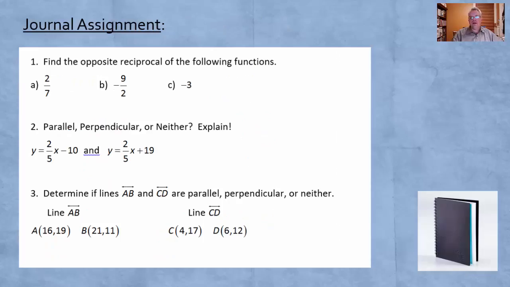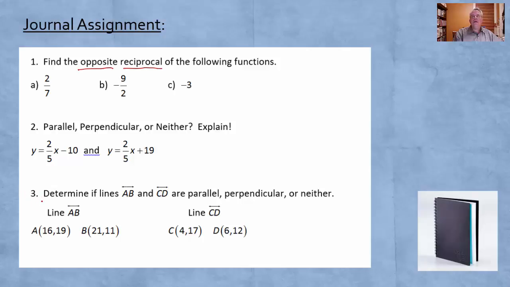Okay, well, it's time for the journal assignment already. For problem number 1, you're going to find the opposite reciprocal of the following functions. So remember, it's 2 things. You got to take the opposite of the fraction, and you have to switch the numerator and the denominator. Number 2, you got to look at the slopes of the equations to determine if they're parallel, perpendicular, or neither.